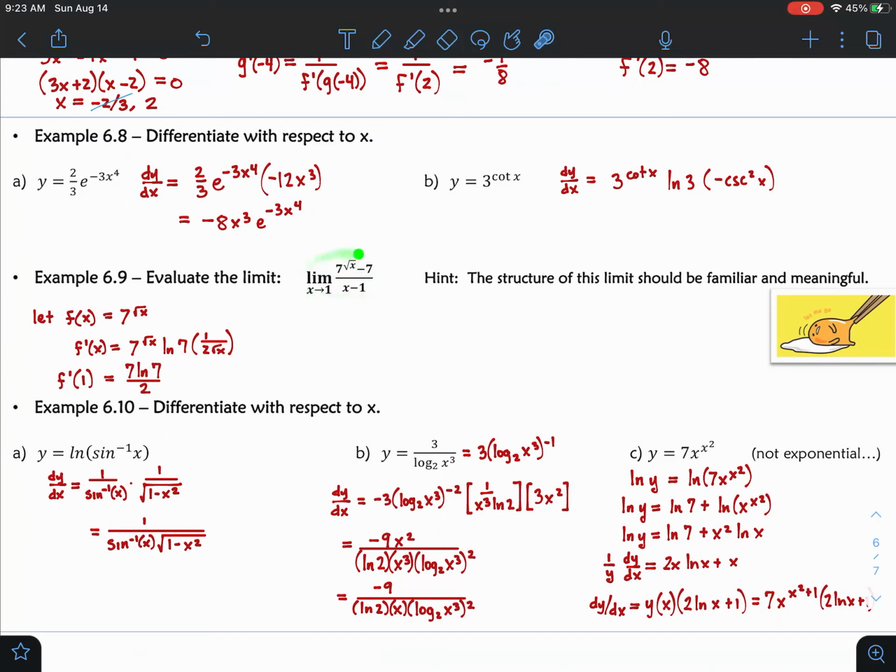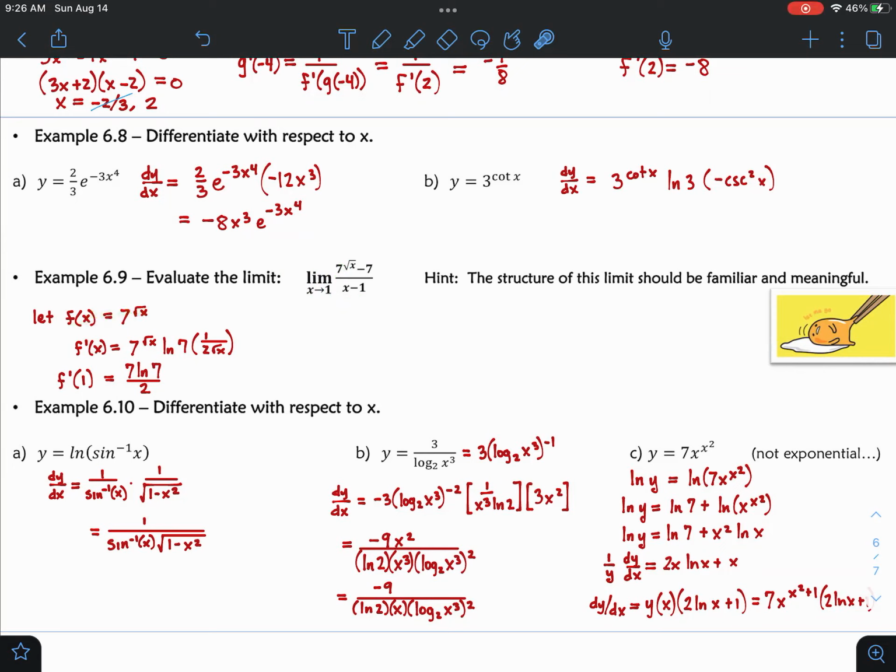And you could try to do it a long way of limits, but all right, sorry, I lost my train of thought there. I had to pause the video for a second. I think I was just saying that this limit actually represents the derivative of 7 root x precisely when x is 1. So we're going to go with the shortcut.